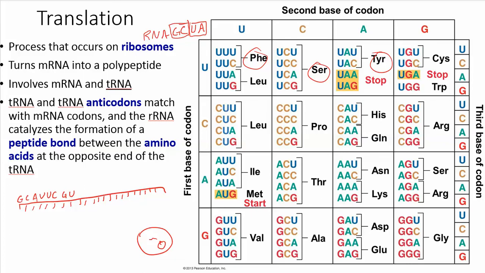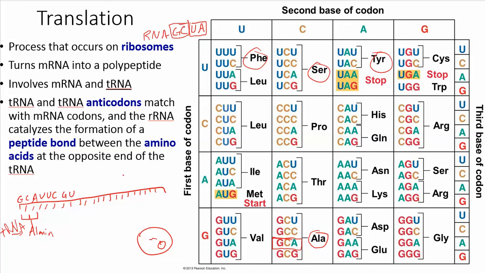But if we look at this, if we see a GCA, these 3 right here, then if we look over here, GCA means GCA is going to code for an amino acid called alanine. So that means that we have alanine. And that's what this is. And this is going to be something called the tRNA.